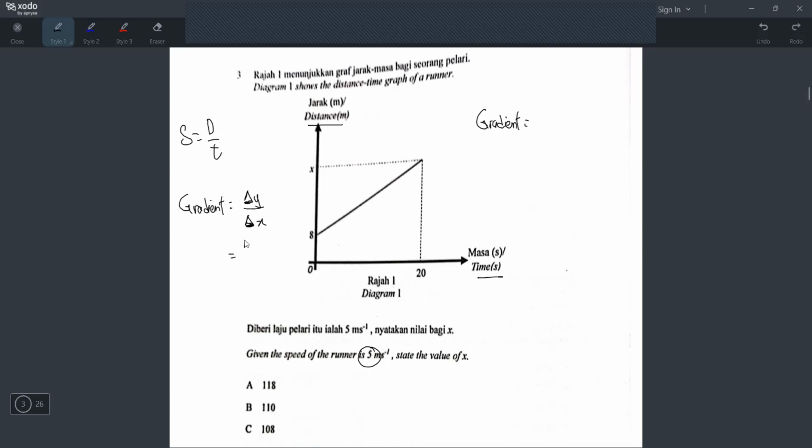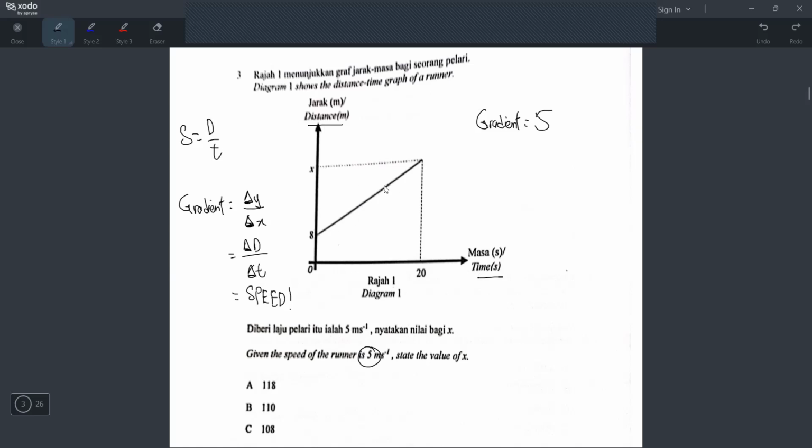And since your y-axis is distance and your x-axis is time, when you find gradient, you're actually finding speed. Because the formula for speed is distance divide time. That is why whenever you do a distance time graph, you use the gradient to find speed. Of course you don't have to know all this, right? You just have to memorize: in DTG, distance time graph, whenever they mention speed, you will use gradient. So the gradient here is 5. They say speed of runner is 5, state the value of x.